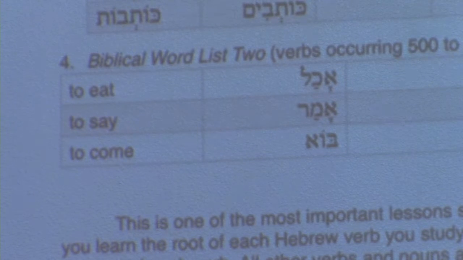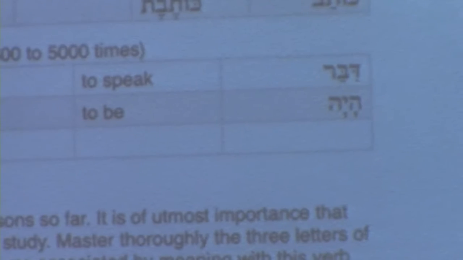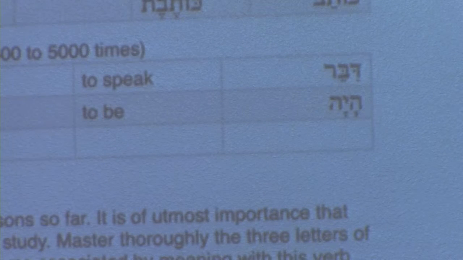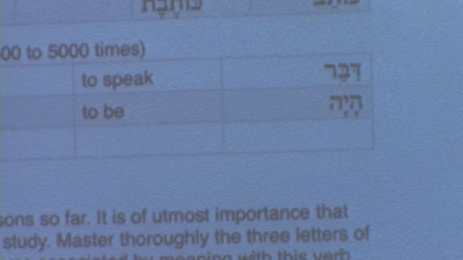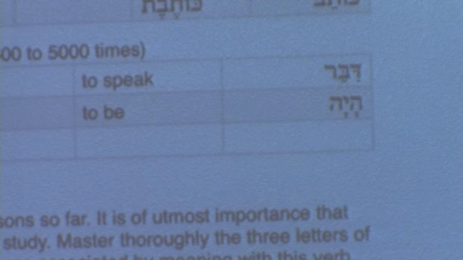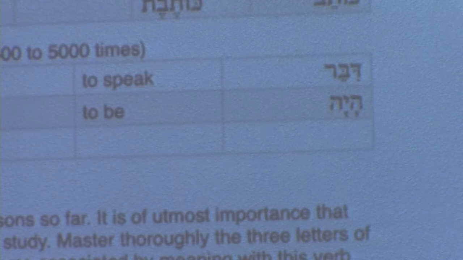Bo. Start using those words if you can. Any of these that you can use, try to do it. Very, very common word used over and again in so many different forms. Daber. Ani daber. Ani dober. I'm going to change it now. I'm going to make it participle. Ani dober ivrit. I'm speaking Hebrew. Ani dober ivrit.